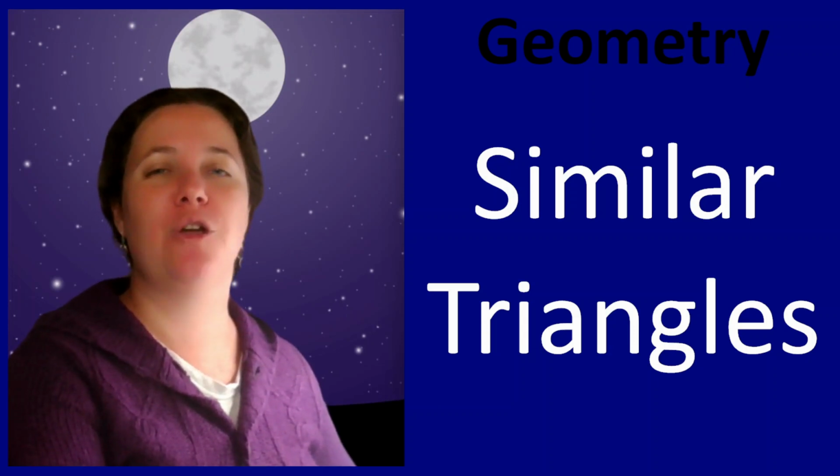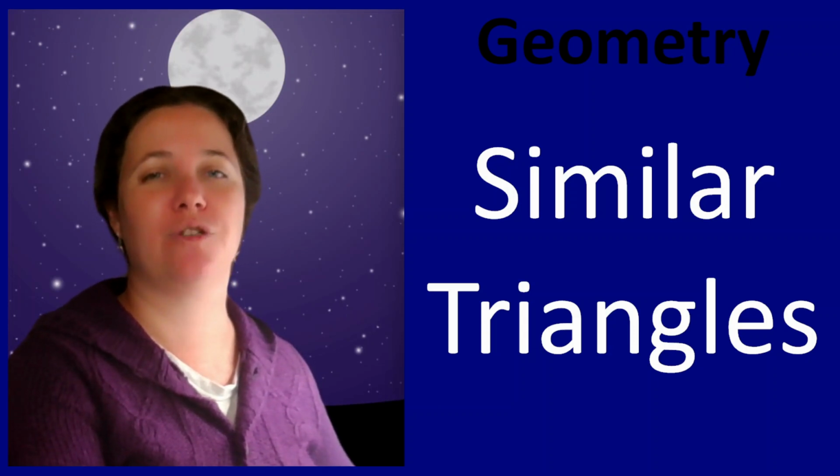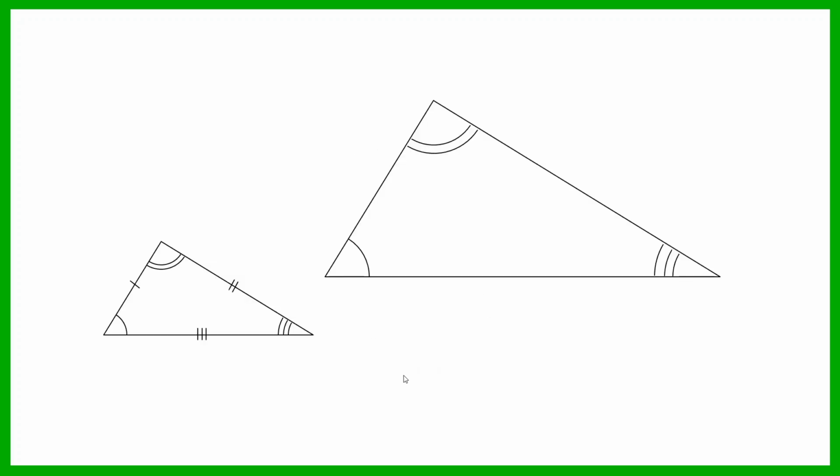Hi, today we're going to be learning about proving that two triangles are similar to each other. First, I want to remind you what we mean by similarity. For similarity, we use the symbol that looks like this, with three vertical lines next to each other. When we say that two shapes are similar to each other, it means that they are proportional to each other.